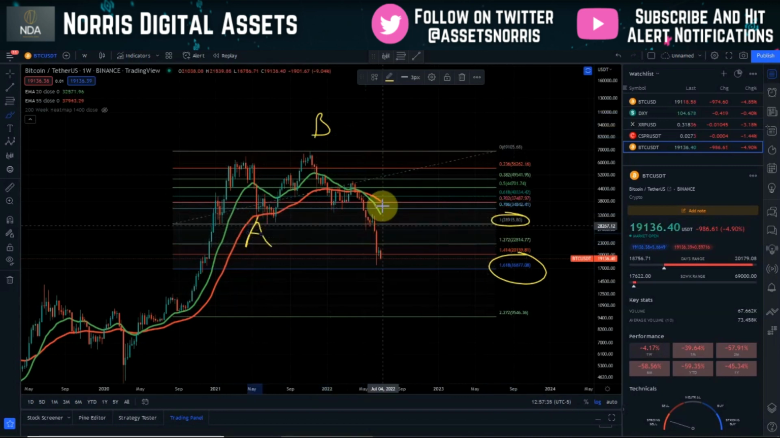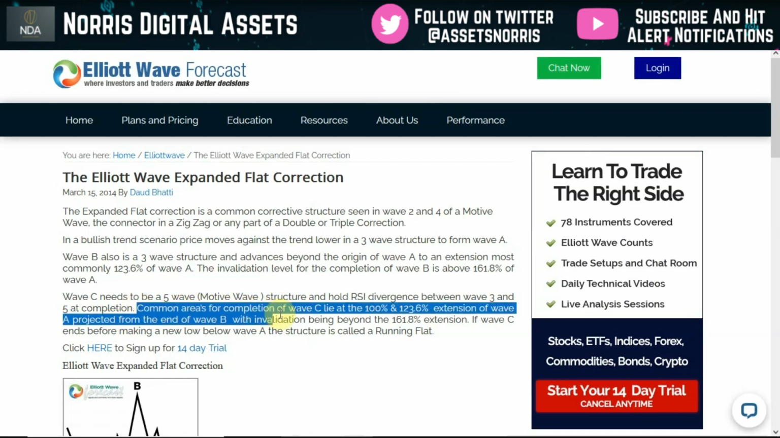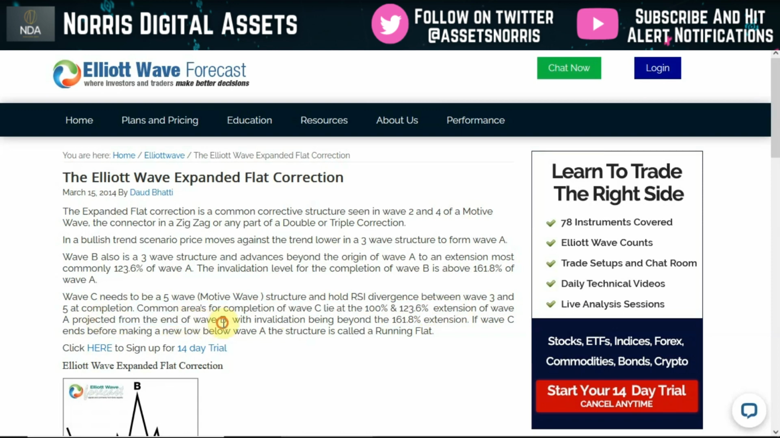I have the 1 set here at A, and A was that low in, what was that? That was June and July 2021. Now, where is that coming from? Common areas for completion of Wave C lie at the 100% to 123.6% extension of Wave A, projected from the end of Wave B. We're already past these two levels.